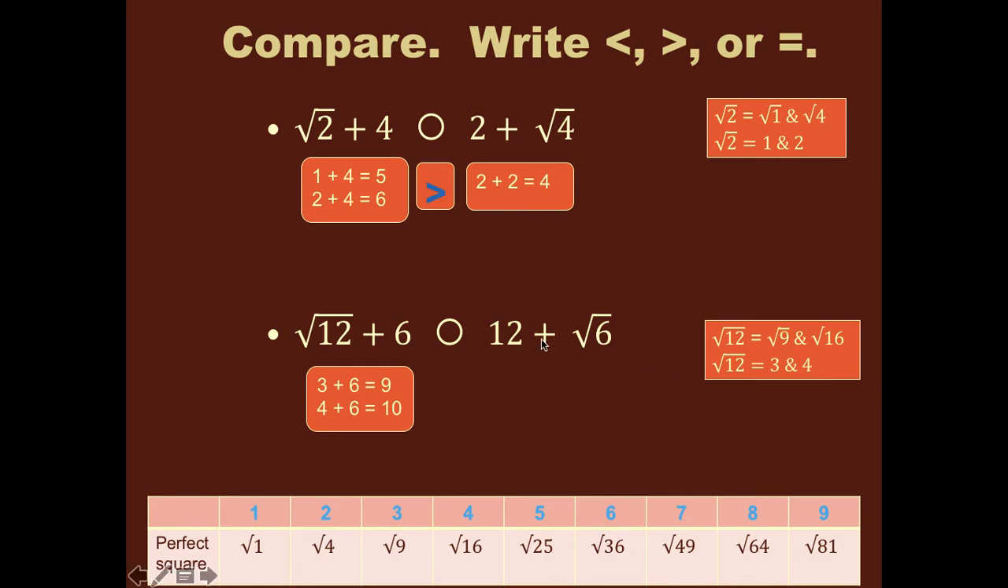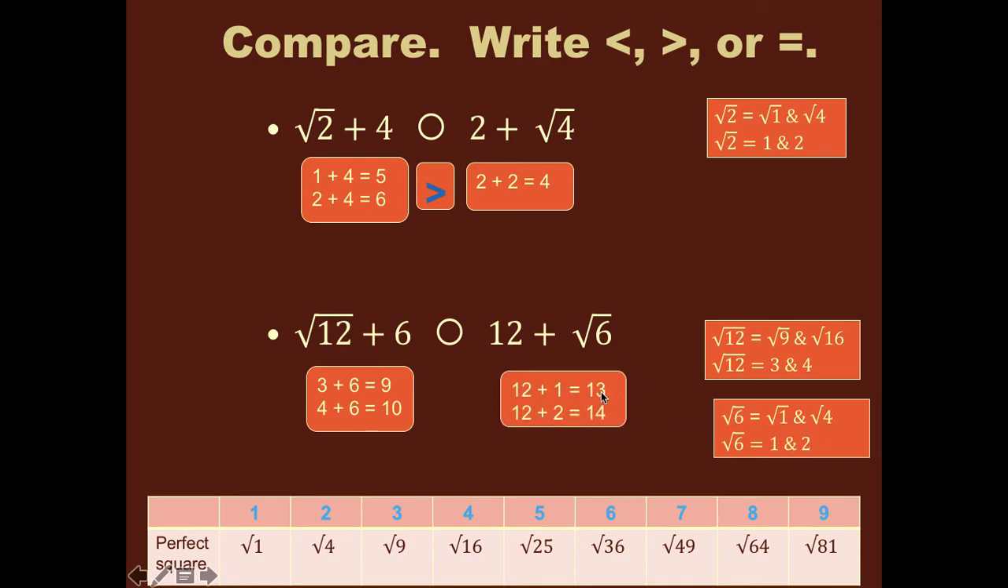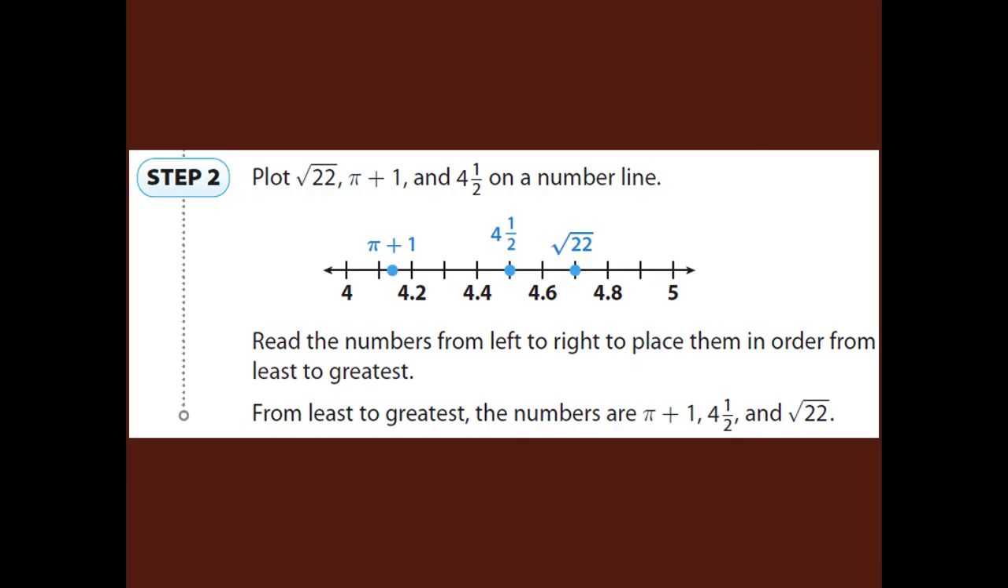Come to the next side: 12 plus square root of 6. Again we know that the square root of 6 is not a perfect square and it will be in between 1 and 4. So let us find it. Square root of 1 is 1 and square root of 4 is 2. So let us substitute square root of 6 with 1 and 2. So we get 13 and 14. So which side is greater? Of course the left side.